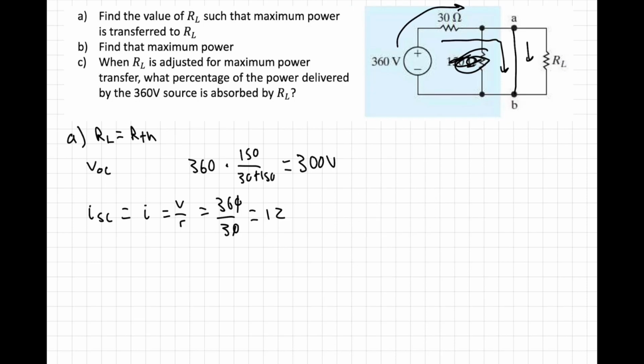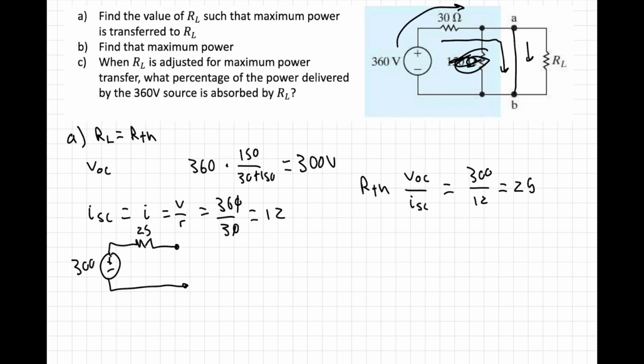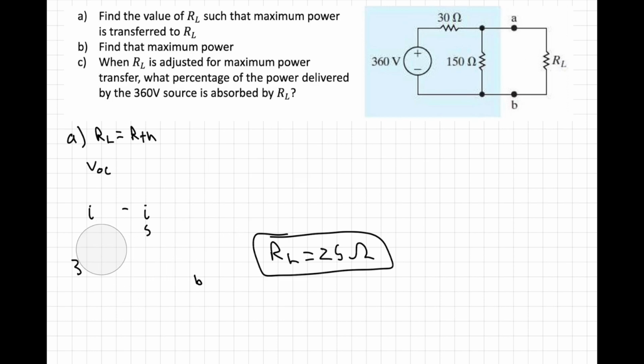And with these two things, we have R Thev equals V open circuit over I short circuit. So we get 300 over 12, and that's equal to 25. So our equivalent circuit looks like this. We have 300 volts, and R Thev is equal to 25, and we have A and B. So our RL equals 25 ohms. Awesome. So I'm going to go ahead and erase all this, and we have our answer for part A.